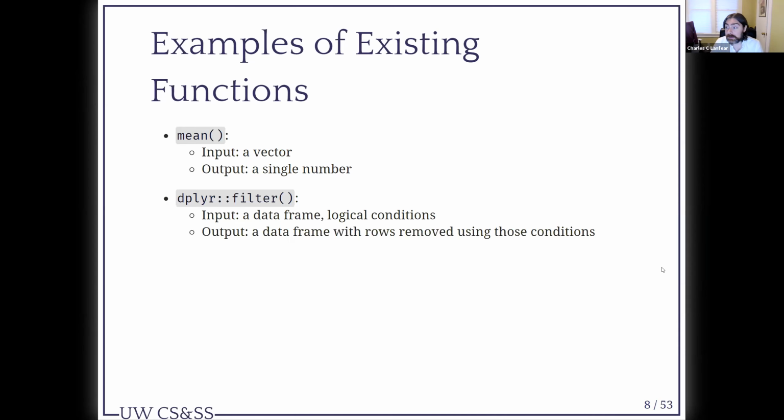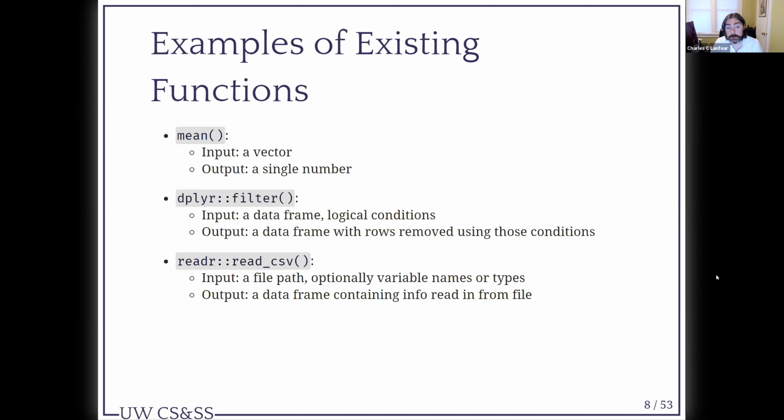dplyr's filter command is a function. Its input is a data frame first, the thing we usually pipe into filter as its first argument, and then a whole bunch of logical conditions. Its output is a data frame that has rows removed based on those conditions. Technically speaking, it's rows kept based on those, but same deal.